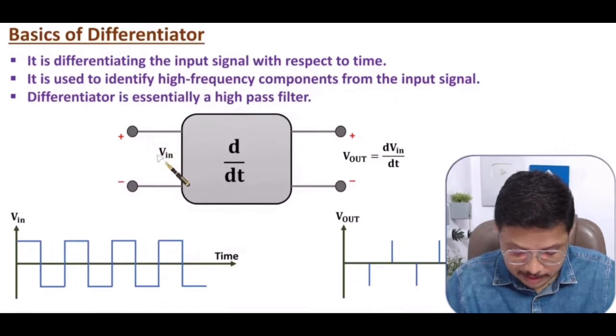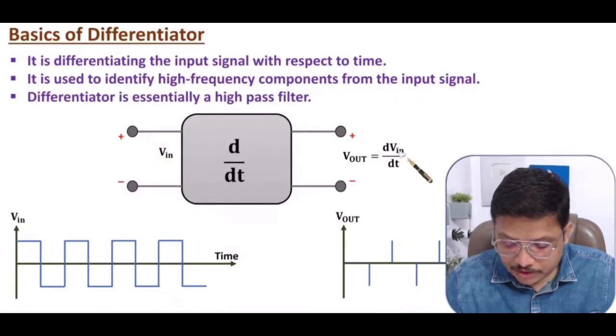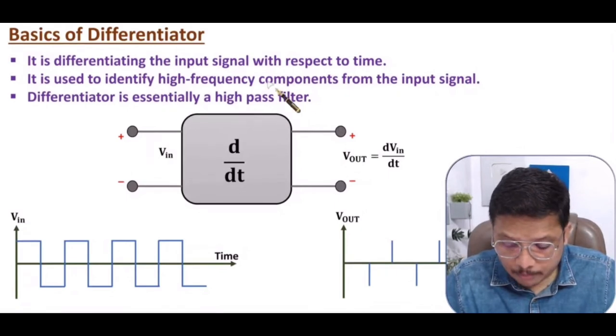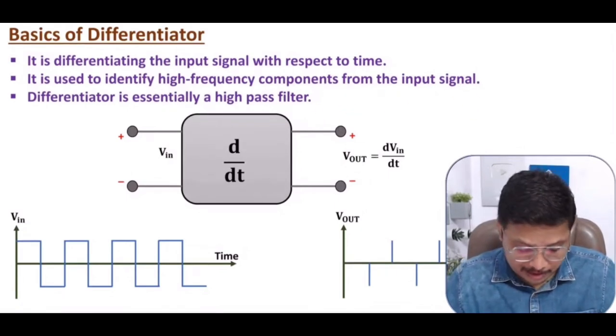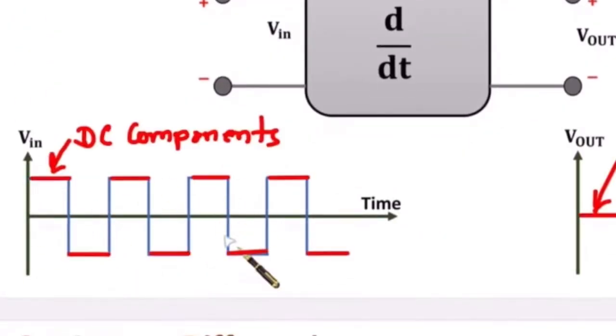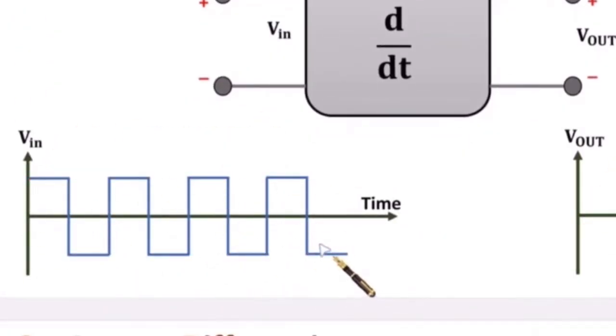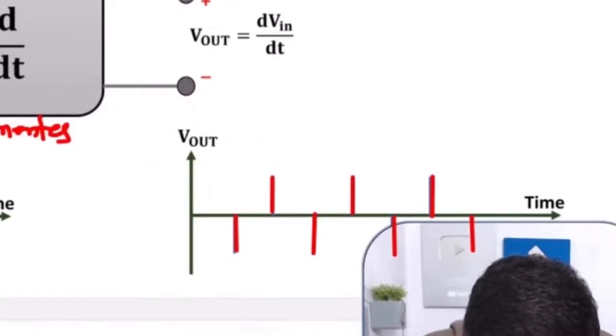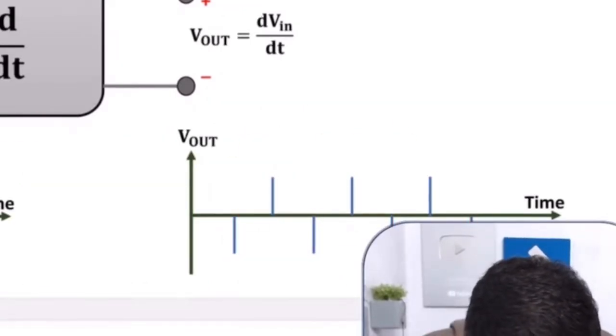So if your input is V in over here, then the output will be the differentiation of the input with respect to time. This differentiator we use to identify high frequency components from the input signal. So whatever high frequency components are there in the input signal, one can identify with the use of a differentiator. Like if you observe here, this is input, where at this portion the input is constant. As the input is constant, it does not have high frequency components. But here if you observe, the input is varying fast. So as the input is varying fast over here, these are the lines which have high frequency components.